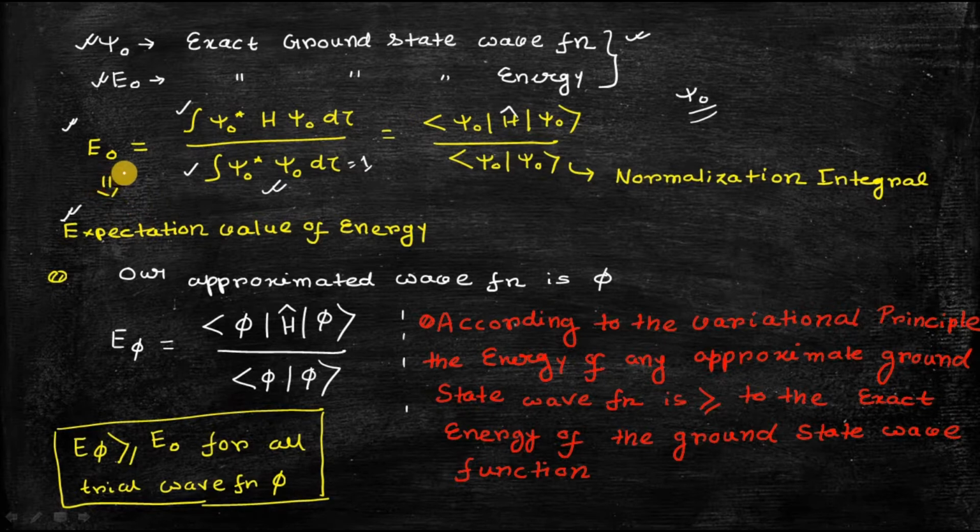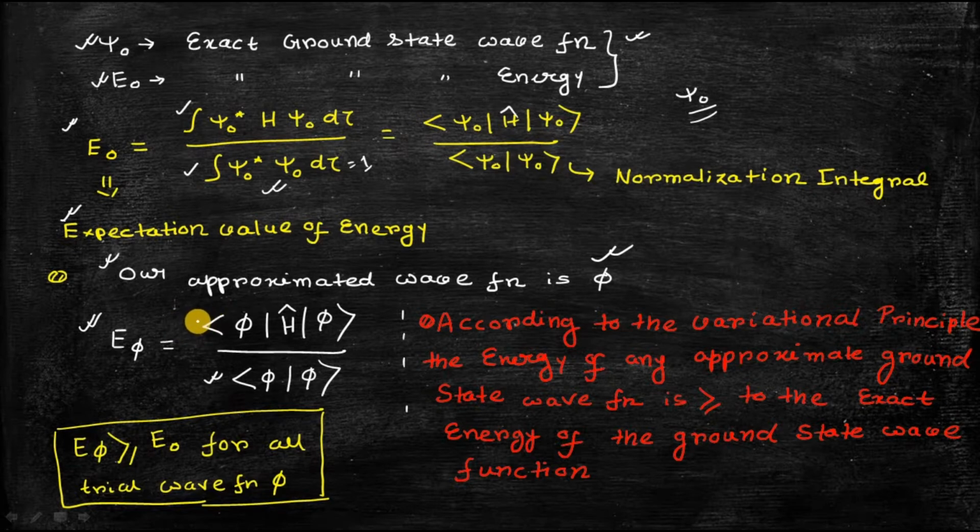Now suppose we are not able to get the exact ground state wave function. In that case we have to take some kind of trial wave function, or we could say some kind of approximated wave function, that is expressed as phi, and the energy associated with that trial wave function is E phi. Similar to E0, E phi will be equal to phi H phi divided by this normalization integral. This is basically Dirac's notation, by which we can express the integral.